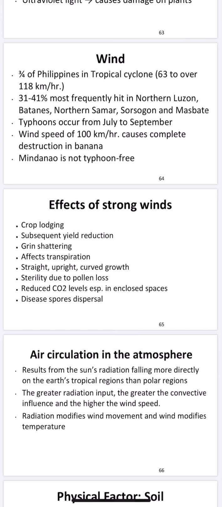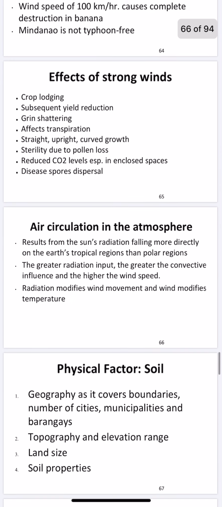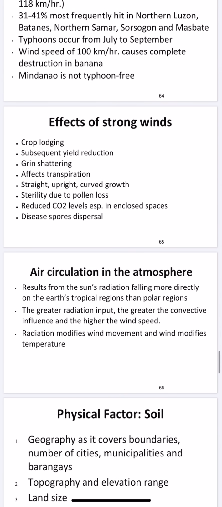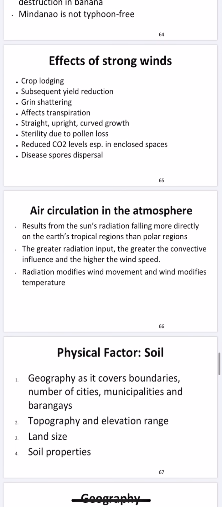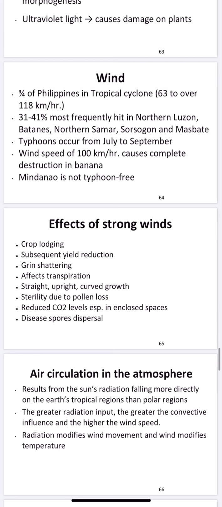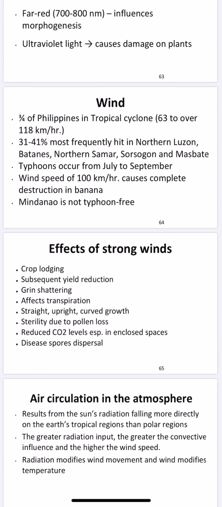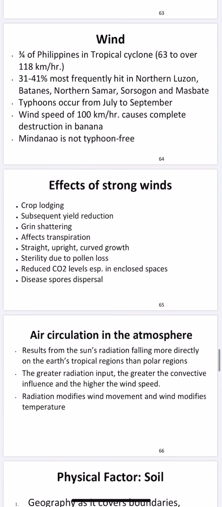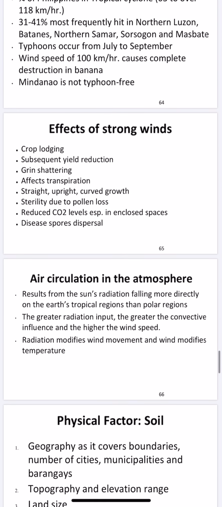While Mindanao has historically been typhoon free, now there has been, especially flooding, one of the different factors that can disrupt crop production in Mindanao.